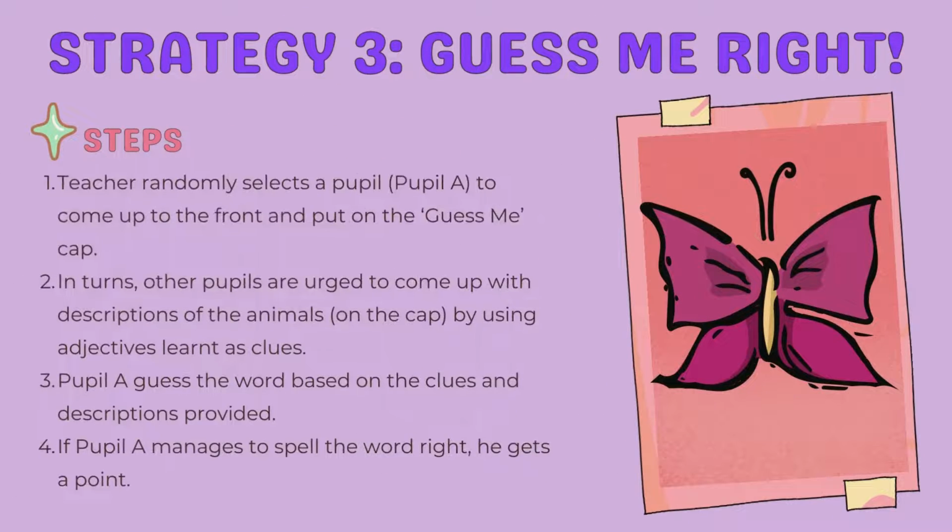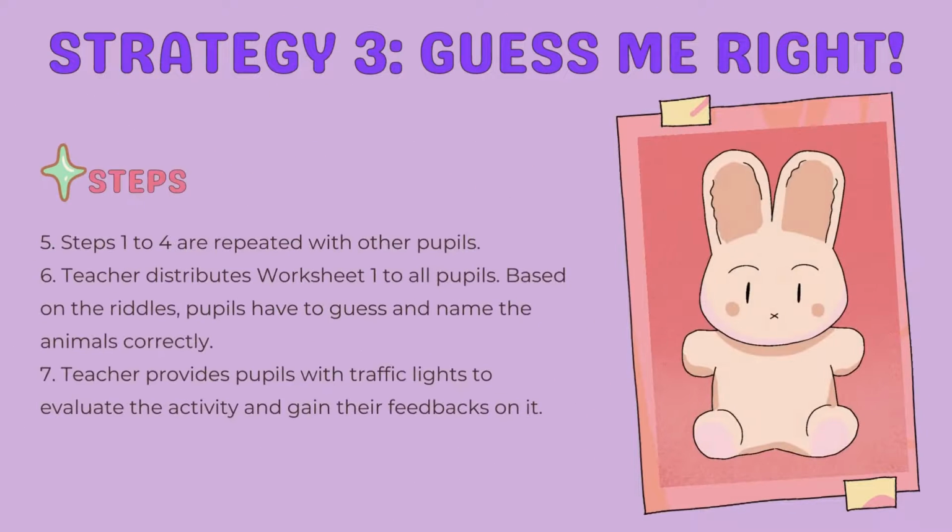So here are the steps for conducting Guess Me Right. First, teacher randomly selects a pupil A to come up to the front and put on the Guess Me cap. Second, in turns, other pupils are urged to come up with descriptions of the animals on the cap by using adjectives learned as clues. Third, pupil A guesses the word based on the clues and descriptions provided. Next, if pupil A manages to spell the word right, he gets a point. And then steps 1 to 4 are repeated with other pupils.